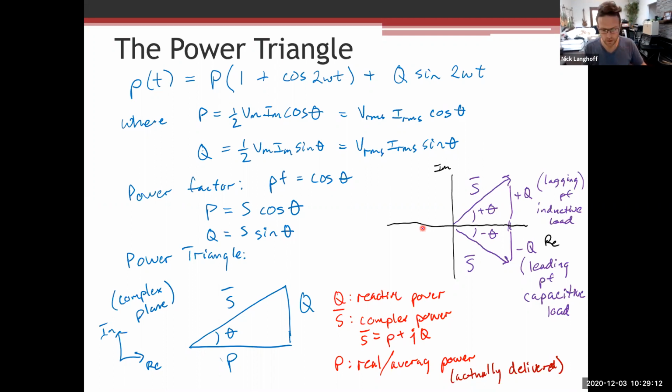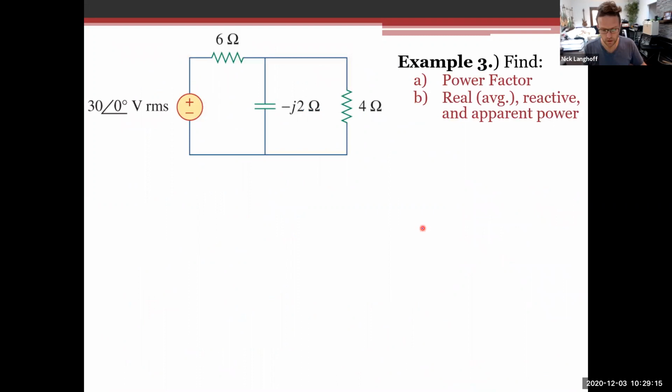All right, let's finally get into an example. Here's a circuit. It's got a couple resistors and a capacitor, and we've been asked to find the power factor, and in part B, which we'll do on the next slide, we've been asked to find the real or average powers, the reactive and the apparent powers.